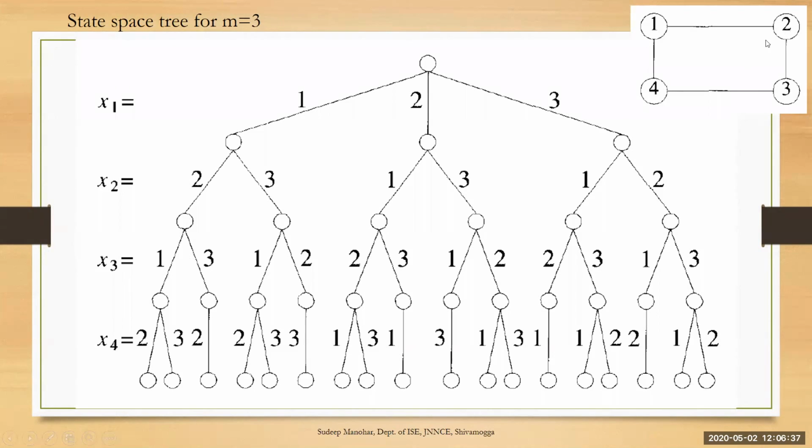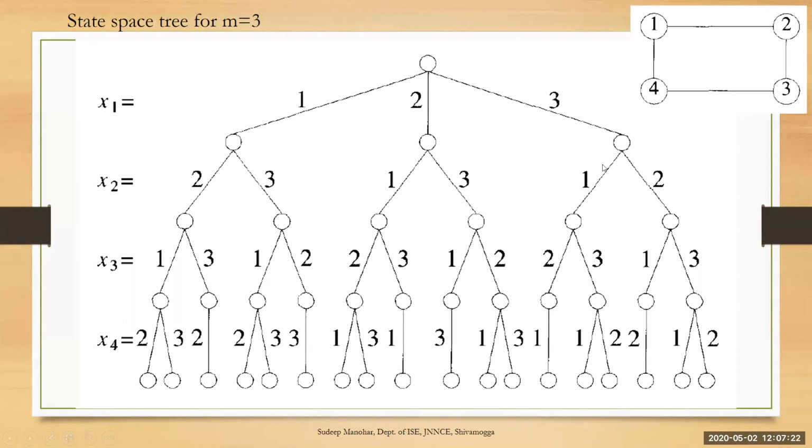2 is colored with what? You can see this: 2 is colored with color number 2. Therefore, you cannot color vertex number 3 with 2. That is why you skip 2 and increment to 3. Can you color with color number 3? You can color vertex number 3 with color number 3, because 1 is colored with 1, 2 is colored with 2, and 3 can be colored with 3. Next step, move to the next level.